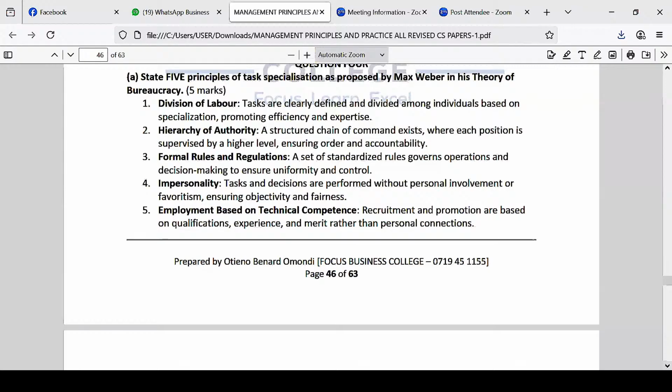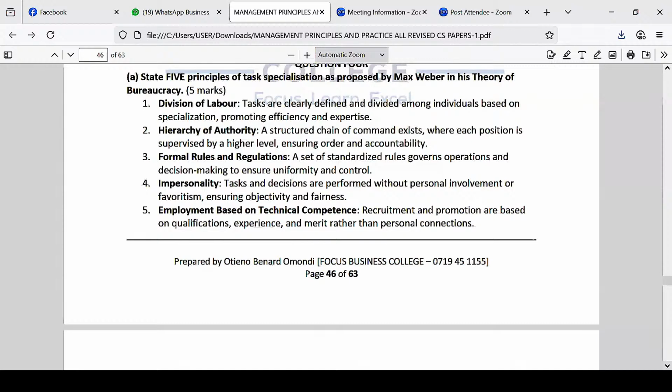Number three is formal rules and regulations. So a set of standardized rules govern operations and decision making to ensure uniformity and control. Max Weber also advocated for rules and regulations so that everybody behaves uniformly. For example, we have something called the Public Procurement and Asset Disposal Act of 2015. That document basically controls all procurement officers in the public sector, whether you're in the parastatal, in the county government, or national. So that means there should be uniform behavior of procurement officers, irrespective of the department, the parastatal, or the public institution you are in.